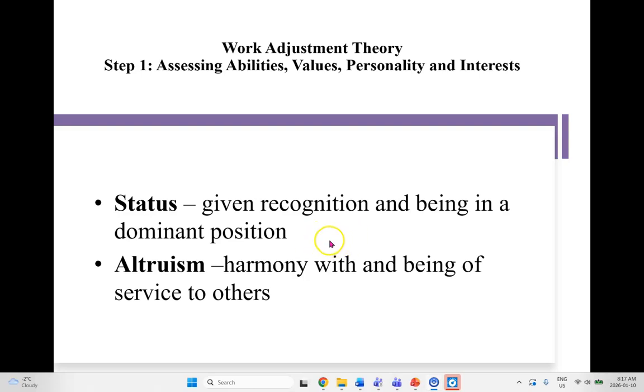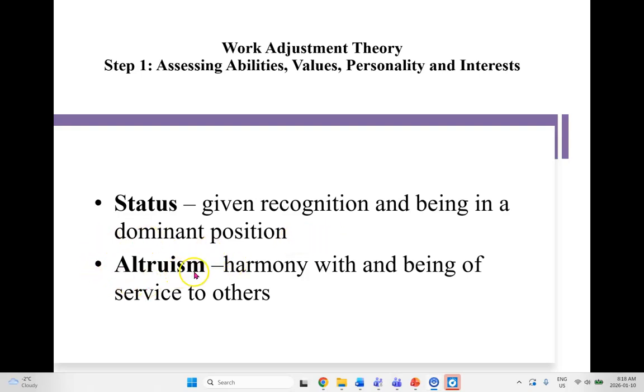The value of status is the idea of being given recognition and also being in a dominant position. So being in a role where people recognize you for what you do and that you have some level of influence or control in that position, maybe to influence other people's actions. So status can be important to some people as a value as part of their work.